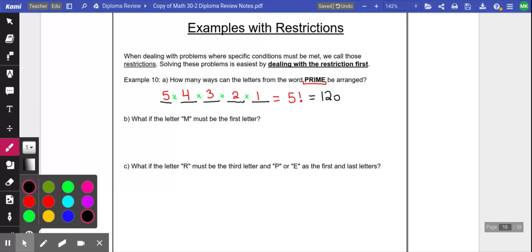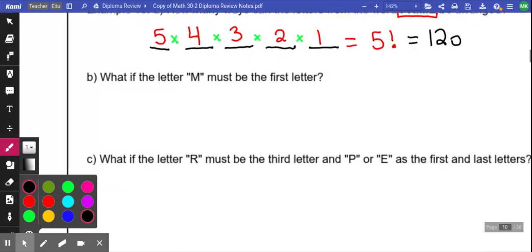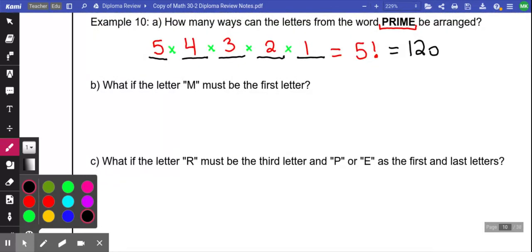So that is what we did yesterday. It's called the fundamental counting principle. It's how you figure out the number of combinations or arrangements of something. It does get harder, because they'll start to add rules. The first type of rule that we have is called a restriction rule. That's where they give you something that you have to do. So for instance, this one says, what if the letter M must be the first letter? They've given us a rule. M must be first. We're still going to use our fundamental counting principle.